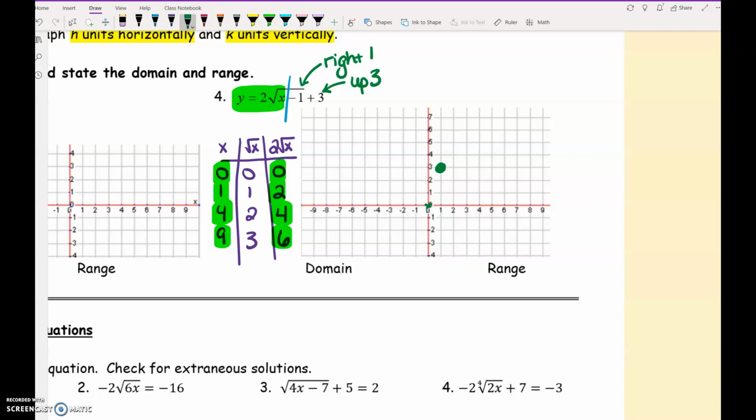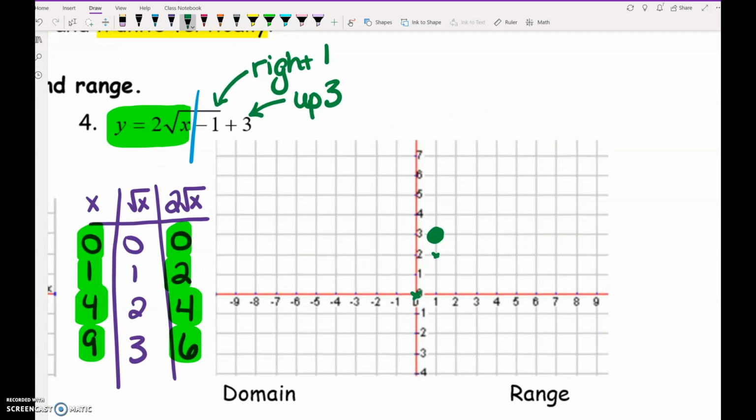The next one is 1, 2. So I've got the point 1, 2, which is right here. I put a little x there. Maybe you can see that I put a little tiny x there? And then we move that point right 1 and up 3, and that's where the point actually goes. 4, 4, move the point right 1, up 3. And 9, 6 was originally here. Right 1, up 3. It would be off the graph up there. Oops, that's a little bit too straight.